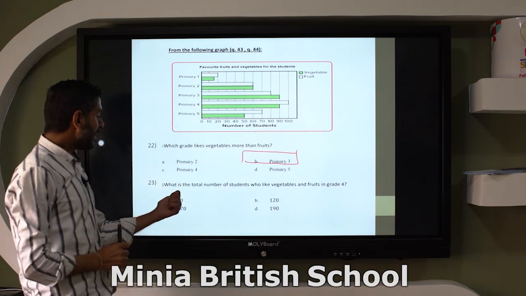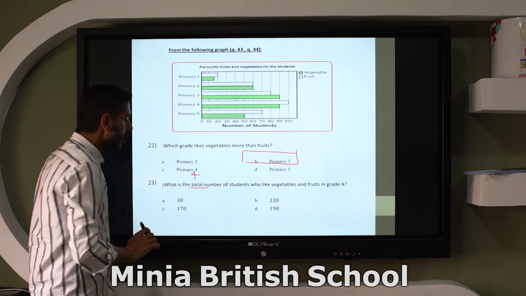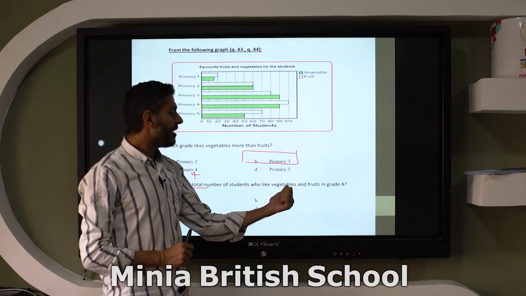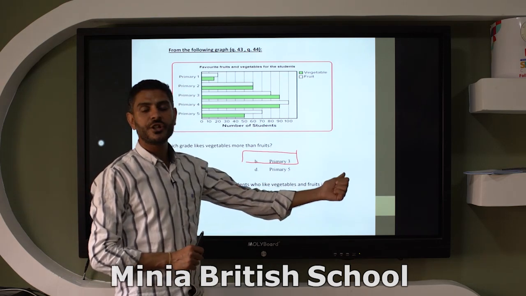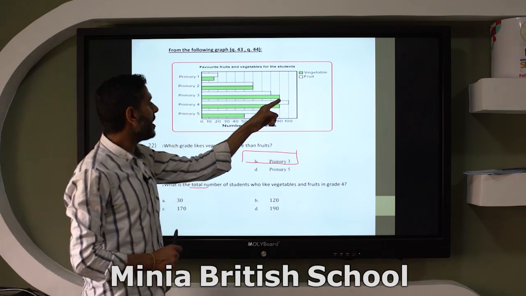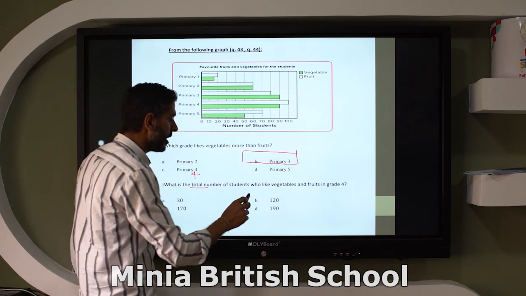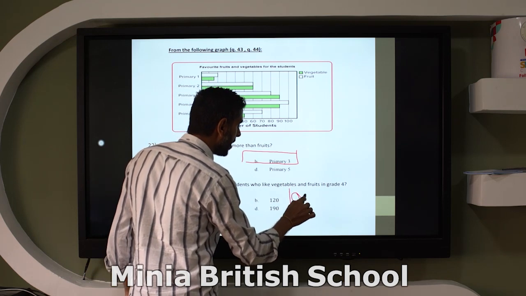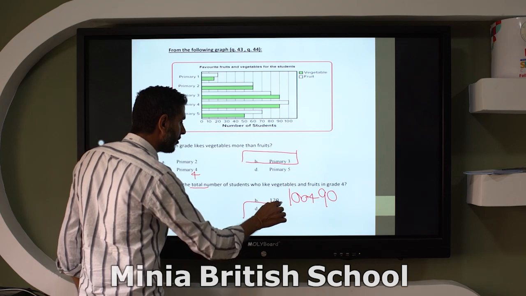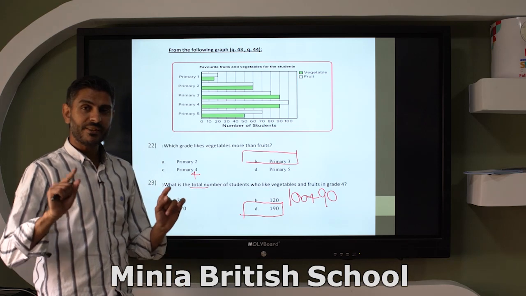Next one, what is the total number? Total number means plus. What is the total number of students who like vegetables and fruits in grade 4? Grade 4, yes. Fruits here 100 and vegetables 90 and it means plus. So 100 plus 90 equals 190.